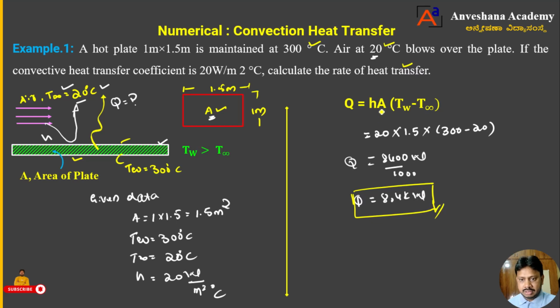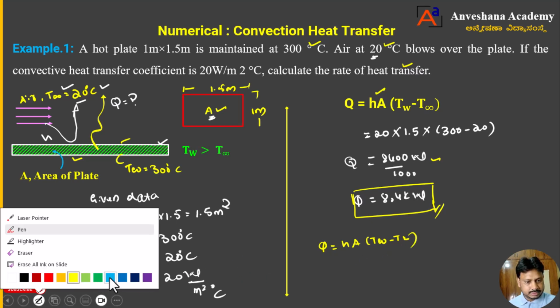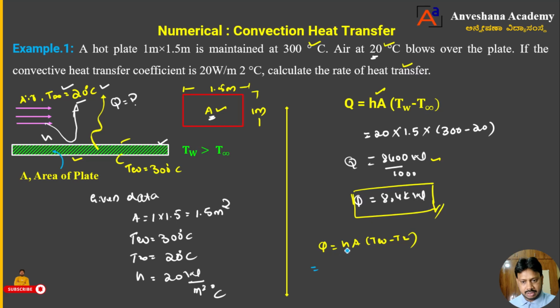One more thing: how you got the unit of heat transfer as watt here is also important, dear students. Once again I will write Q is equal to h into A into temperature difference TW minus T infinity. What is the unit for h? That is watt per meter square degree Celsius, so I will write watt per meter square degree Celsius here.